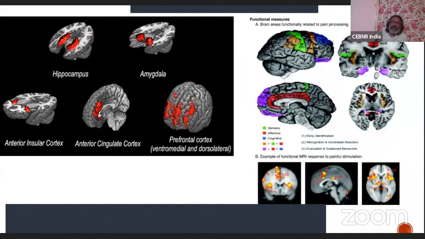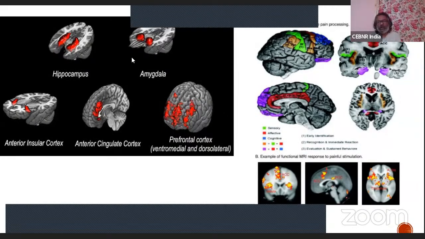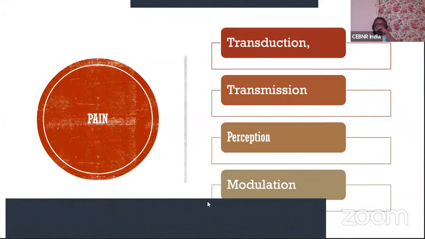So what we are going to do in probably the next 20 minutes is look at how this information reaches here from the peripheral. How does it go up there? That's what we are going to look into. For that, pain physiology is mostly studied in 3 or 4 levels, depending upon how you want to look into it. The first is called transduction, then transmission, then perception and modulation. Perception and modulation happen sort of together, but just for our understanding, I have put it as 2 parts also.